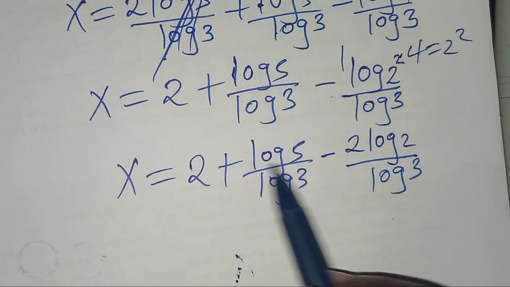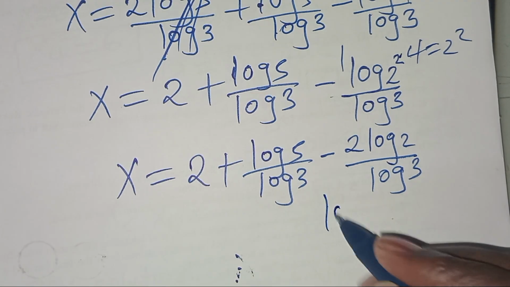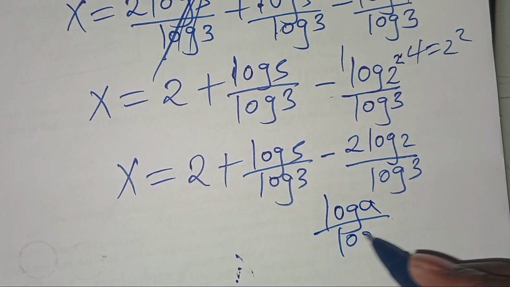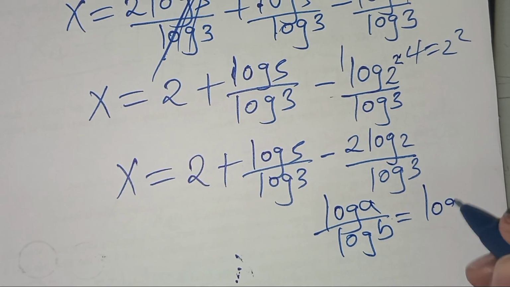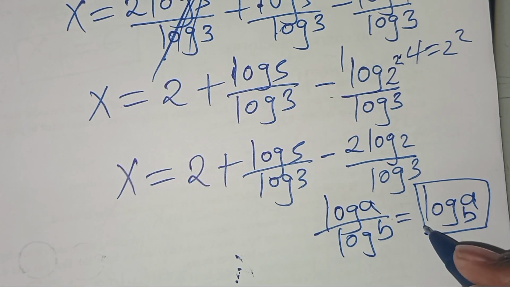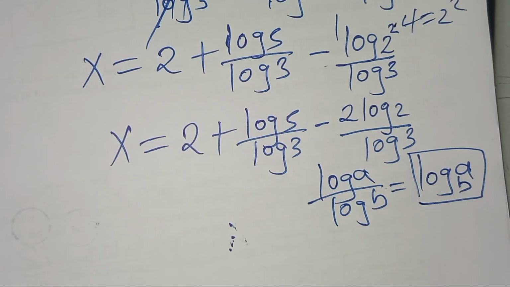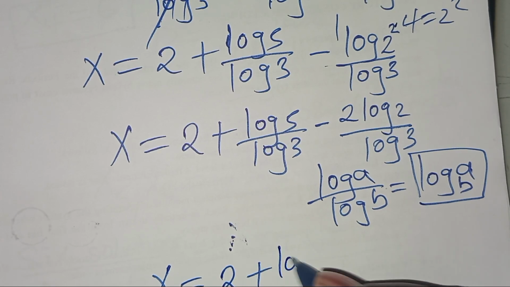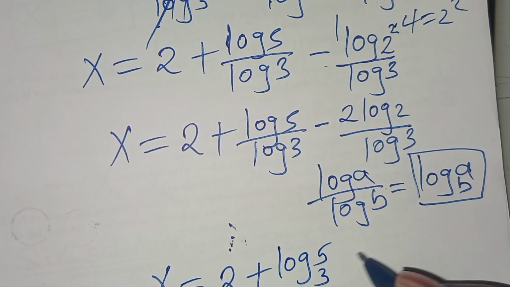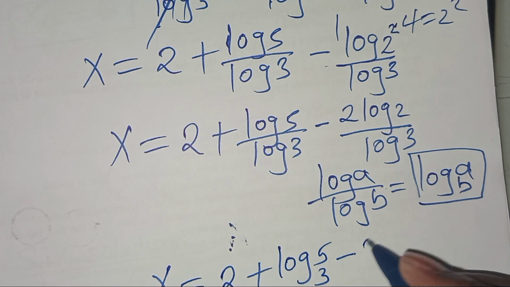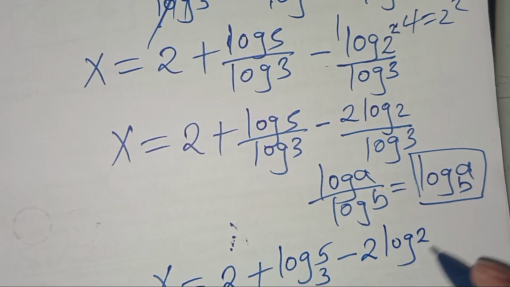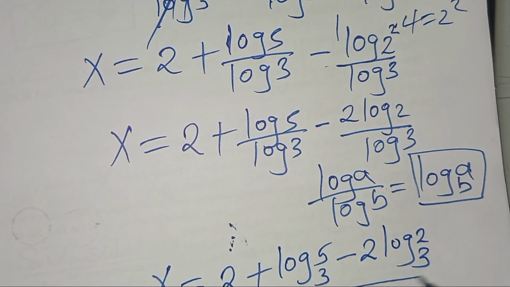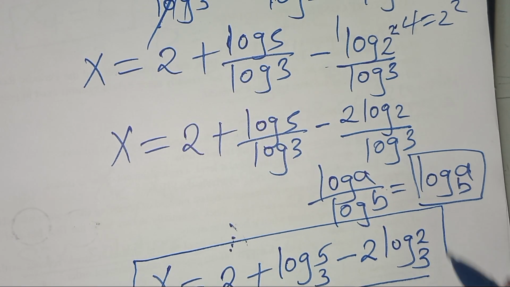Now as you can see here, log 5 divided by log 3 is in the form of log a divided by log b, which we can express as log a to base b. Now let's apply this logarithm property so that we will have x as 2 plus log 5 to base 3, subtract 2 log 2 to base 3. This is the value of x.